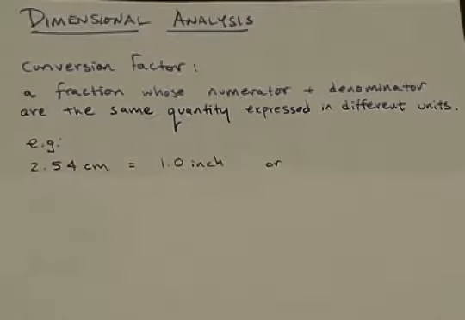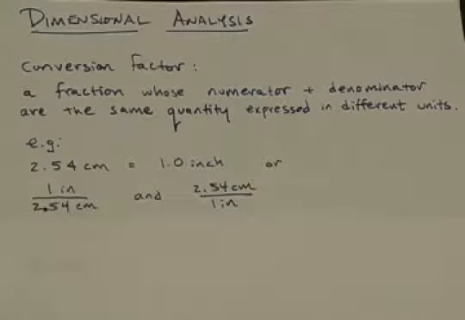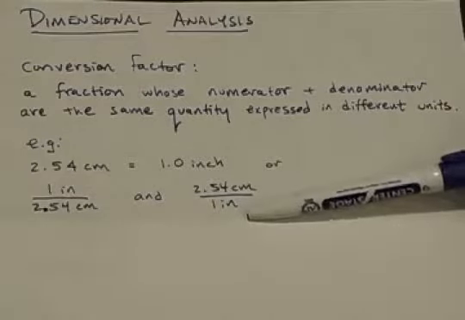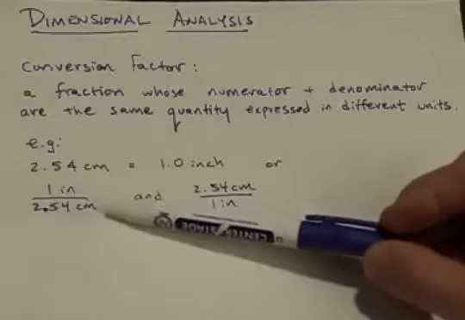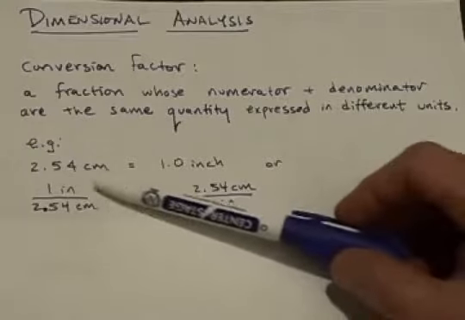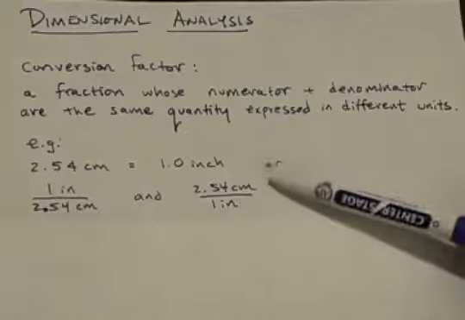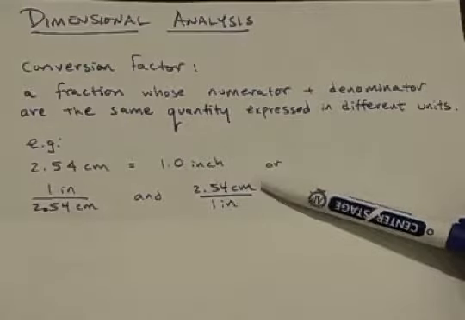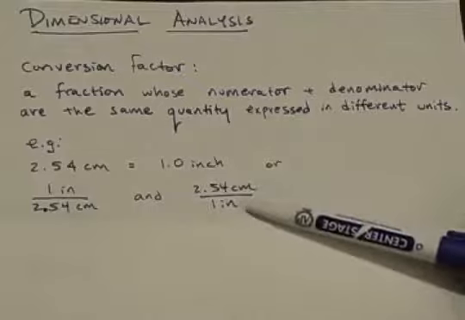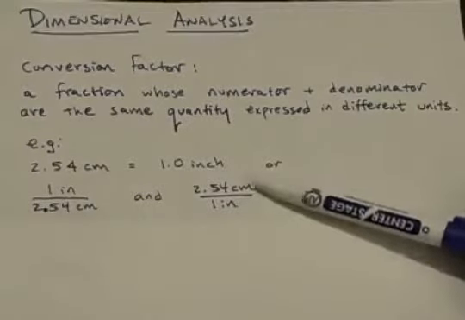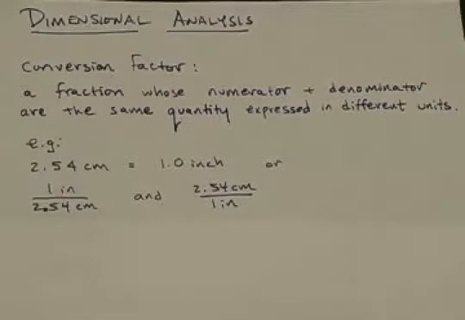For example, we know that there are 2.54 centimeters in 1 inch. Or I could write this as a fraction, saying that there is 2.54 centimeters in 1 inch, or in 1 inch there are 2.54 centimeters. Both of these fractions are, as a matter of fact, equal to 1 because 2.54 centimeters is equal to 1 inch. And when you divide these two, they divide out to equal 1.